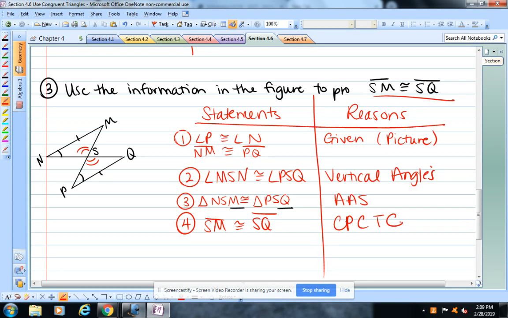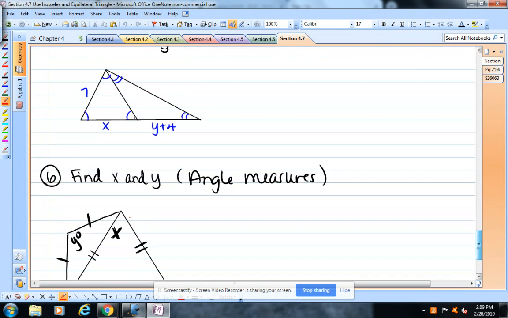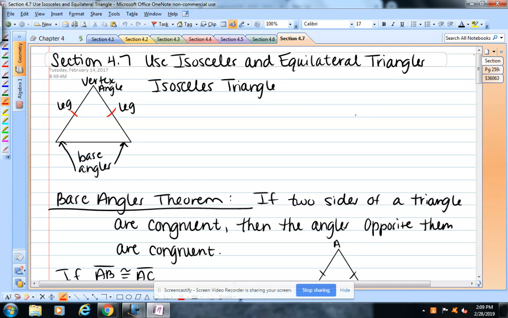All right, well, that's the end of that section. Thankfully, that was kind of quick. Get out your handout for chapter 4 and go ahead and start taking notes on section 4.7. Okay. All right, go ahead and start.